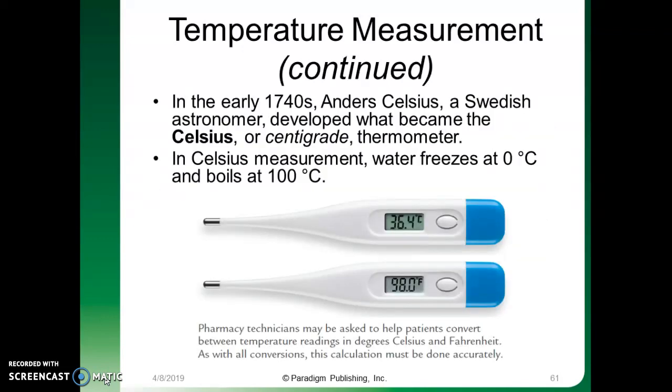Then later in 1740, Anders Celsius, a Swedish astronomer, developed what became the Celsius or centigrade thermometer. In Celsius measurement, water freezes at 0 degrees Celsius and boils at 100 degrees Celsius.